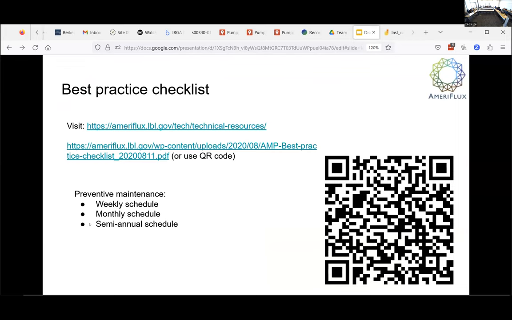We have put a best practice checklist on our website. You can grab the QR code, and the URL to the PDF is there. It's really focusing on guidelines, right? It's not something you must do, but a checklist that focuses on preventive maintenance for weekly, monthly, semi-annual or annual schedules. It's really ideas, what you should potentially check. We're trying to be helpful. If you have comments, send us comments and say, we're also doing this, that might be helpful. We really try to provide resources to the community.